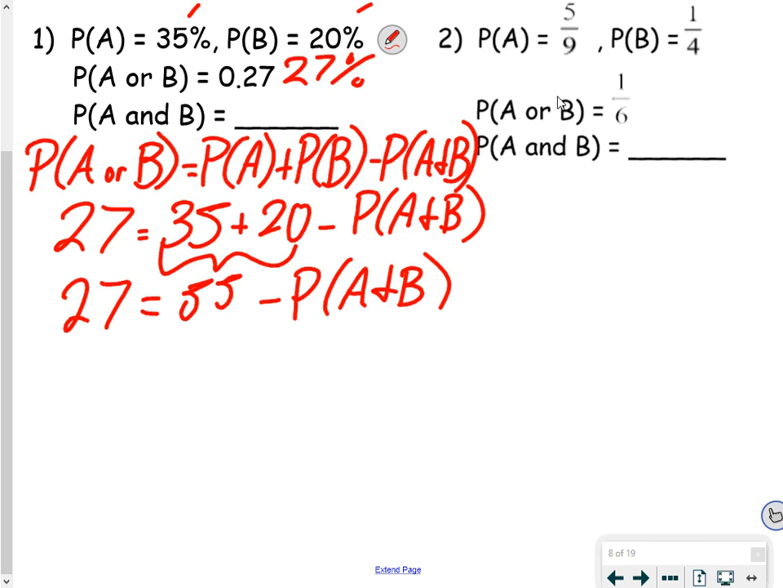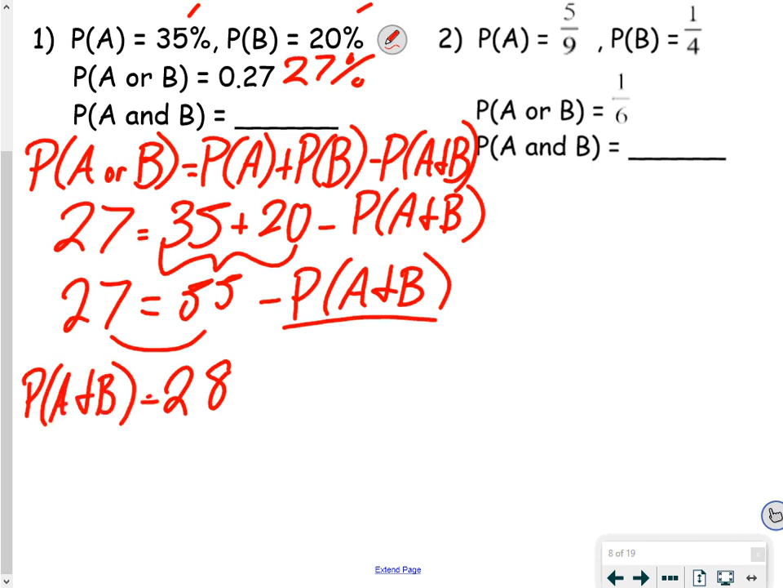And like I said before, we can skip some steps. All right, so if we want to figure out the probability of A and B, we just need to find the difference between these two. The difference between those two would be 28. So the probability of A and B occurring is 28%. If you used decimals, that would be 0.28.